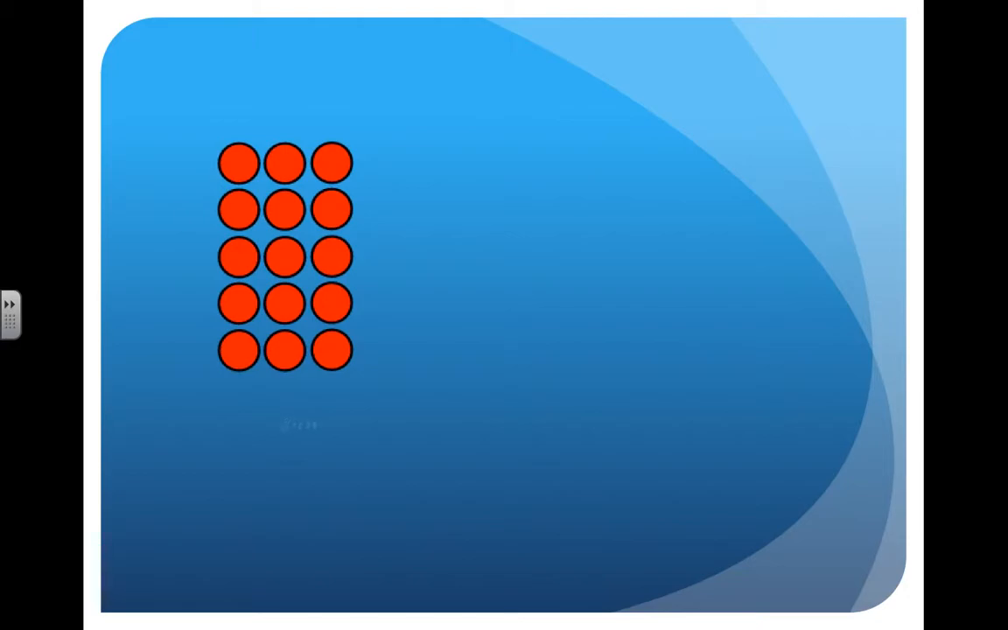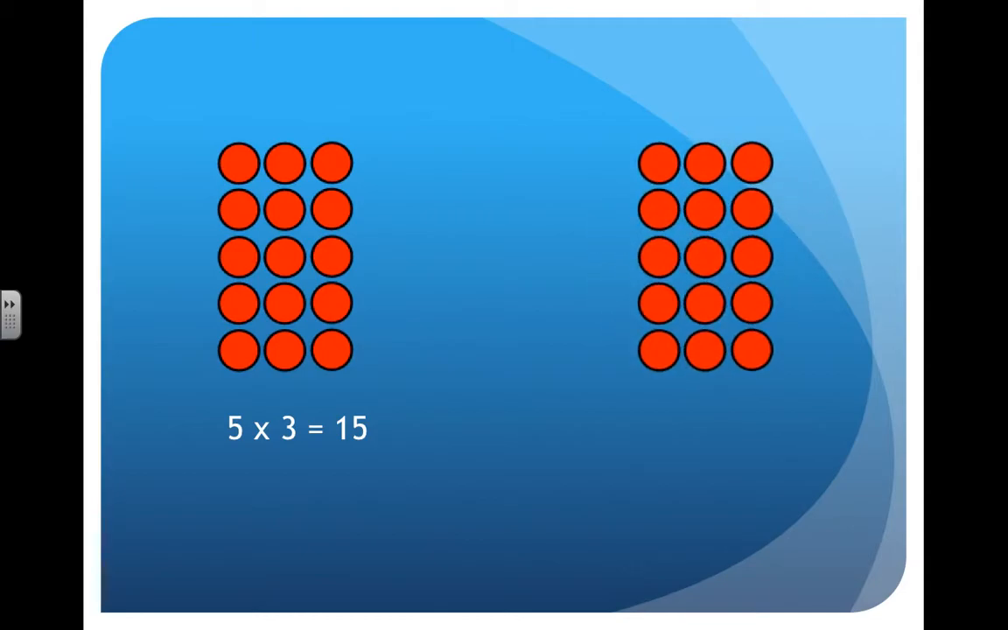Here's an array that shows 5 times 3, and your product is 15. Here's the same array. Do you know the division equation? If you said 15 divided by 5 equals 3, you are correct. If you notice, there are 15 red circles in this array, and there are 15 red circles in this array. There are 5 equal rows in this array, 5 equal rows in this array. If you can see, they are very much related.